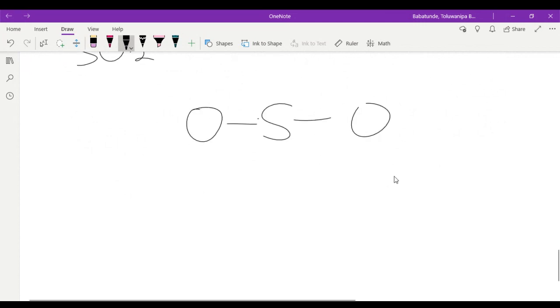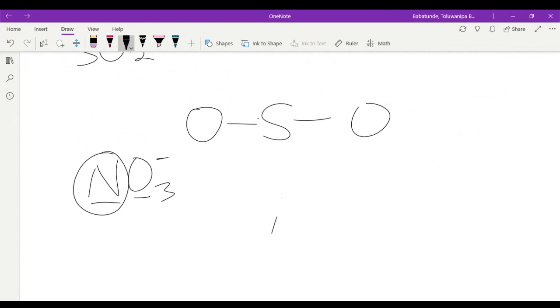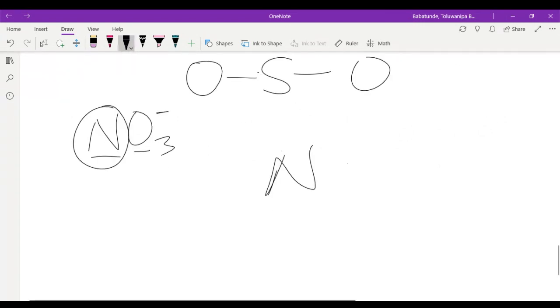If you have NO3, like our nitrate, the same thing. Between nitrogen and oxygen, the least electronegative is nitrogen. So we're going to make nitrogen the central atom, and the three oxygens are going to dance around it that way.